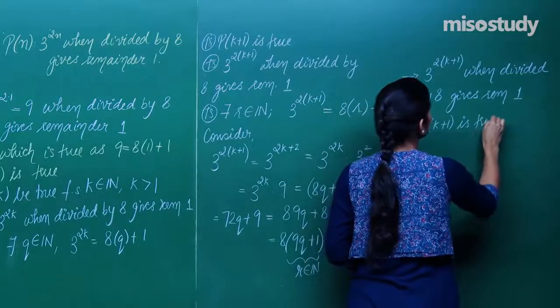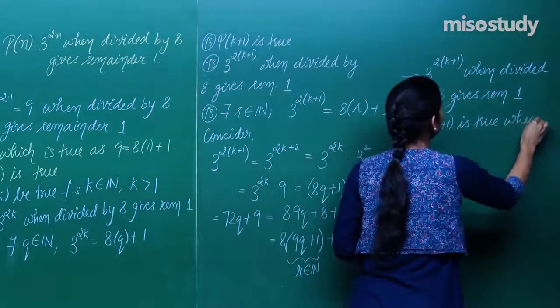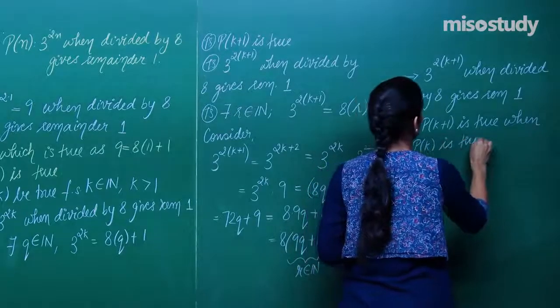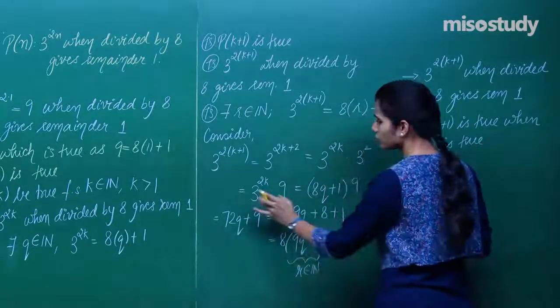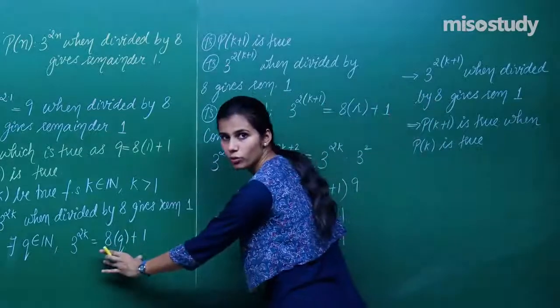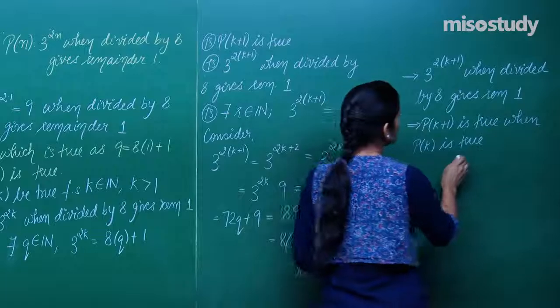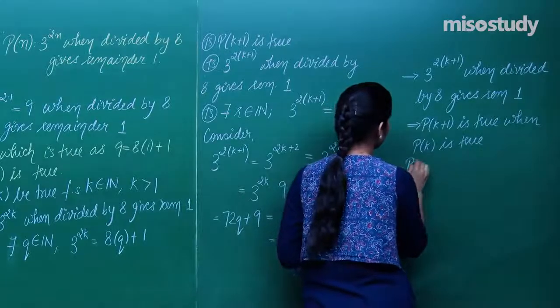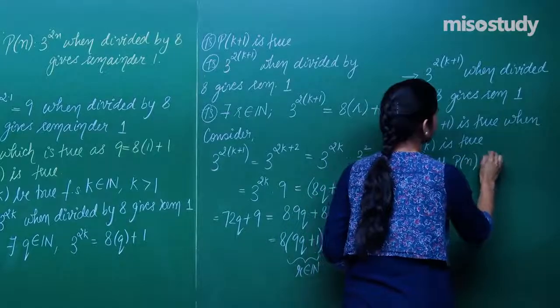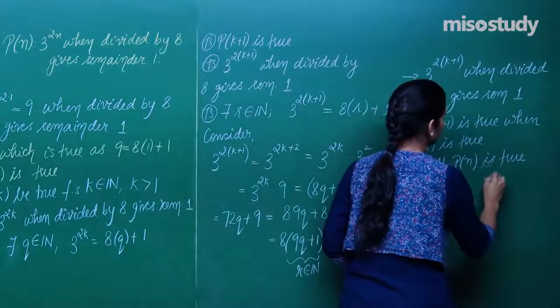That is what is Pk plus 1? Assuming that Pk is true. We assumed Pk is true, and that is what we used in order to replace 3 to the power 2k by 8q plus 1, because that was what was already holding, right? Pk plus 1 is true when Pk is true. Therefore, by principle of mathematical induction, Pn is true for all n.